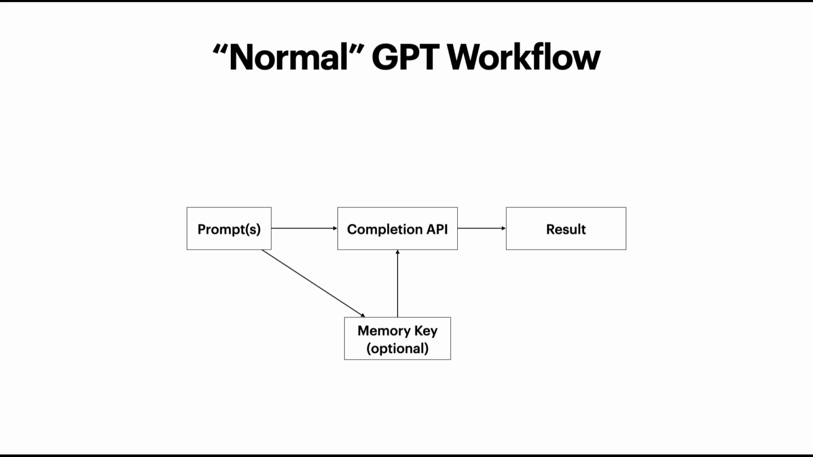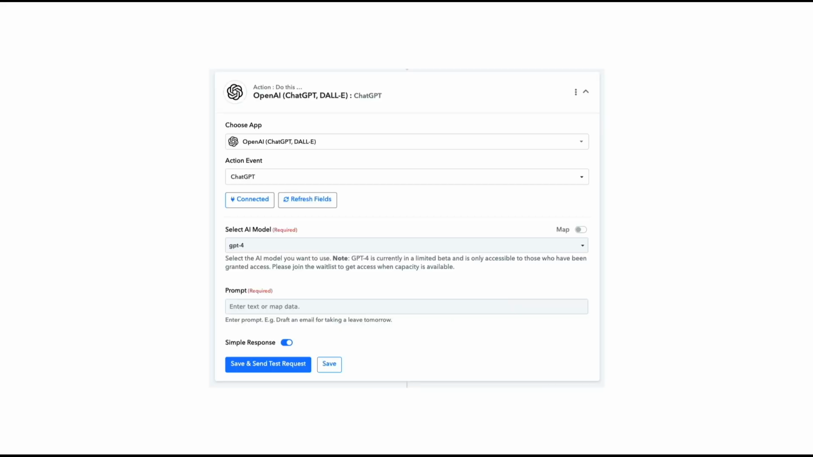And if we were to look at something like Pabbly and just look at how the integration module looks, as you can see, all you need to do to get this module to run is to select the model. In this case, we've selected GPT-4, and then to supply a prompt. And that's it. That's all you need. The model then will spit out an answer, and then you can include it somewhere else.